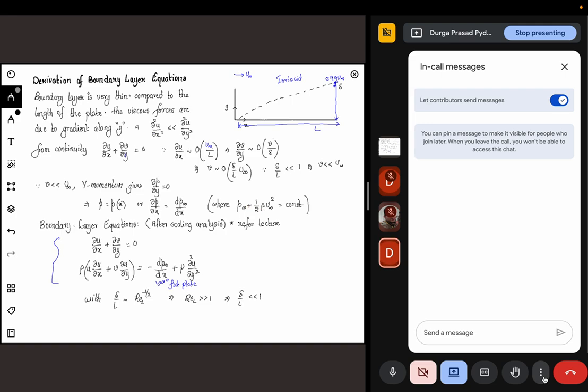In the case of a flat plate, when you have a constant velocity outstream, what we call the free stream velocity, rho u infinity square is constant, which means p infinity should also be constant. If p is constant, then dp dx should be 0, which means this term is also neglected. This is true only for a flat plate with constant free stream velocity. So all we'll be left with is rho times u del u del x plus v del u del y equal to mu times del square u del y square.